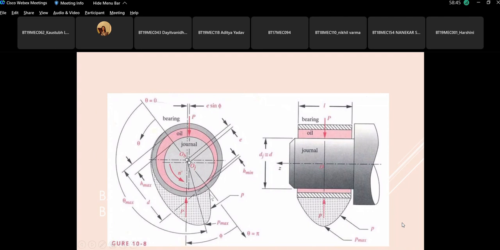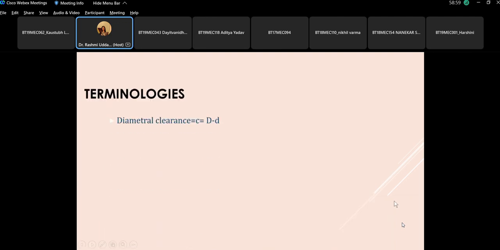Pressure, we are coming to it. We have not discussed why this is the kind of pressure distribution. So we are coming to it, Prajwal. Let me discuss other variables and then we can discuss this. So what is capital D and what is small d? Capital D is the diameter of the bearing and small d is the diameter of the journal. So this is the term diametral clearance.